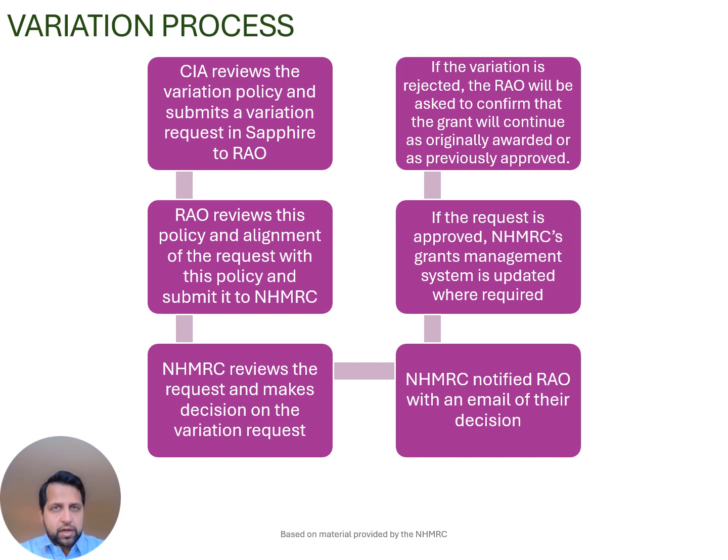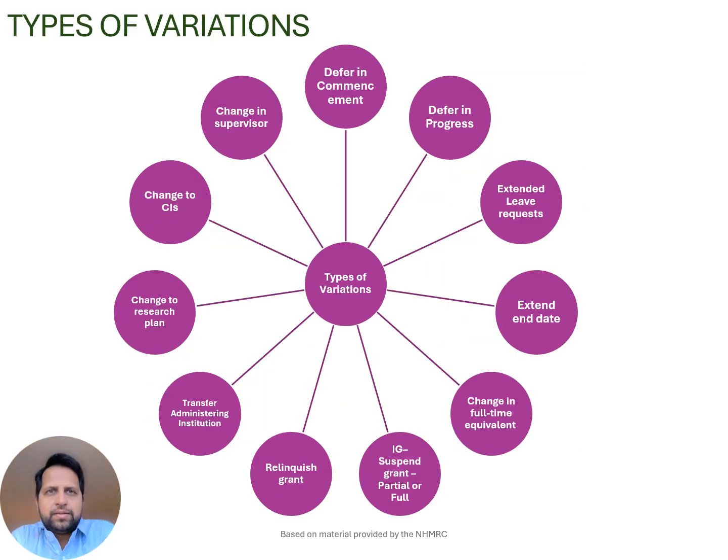So if they reject a request, they'll ask the RAO if you're still happy to continue the grant as approved initially, or there's another variation, which we'll discuss further, to relinquish your grant. If the circumstances are so dire that you cannot complete the grant as previously approved and in the timeline that was approved, then you will need to relinquish the grant, right? And we will look into the different types in the next section.